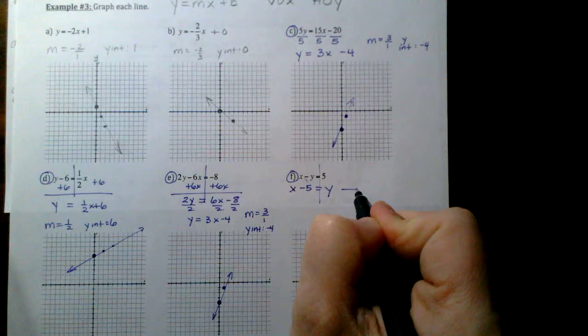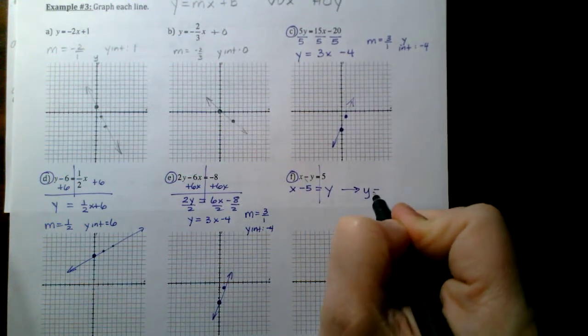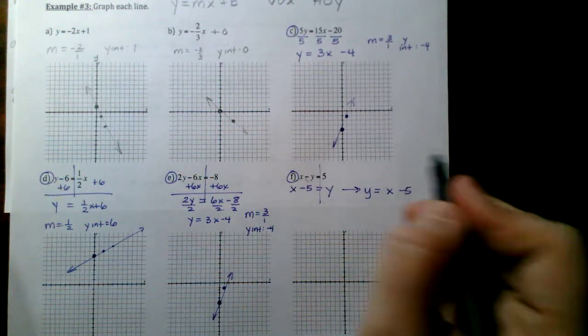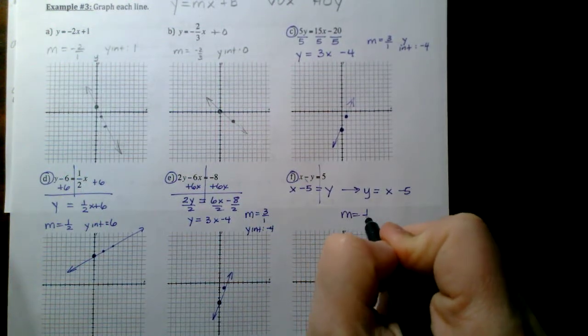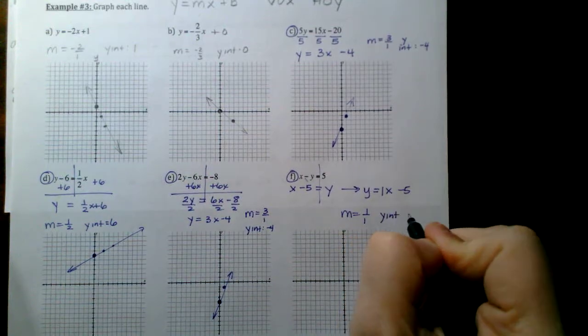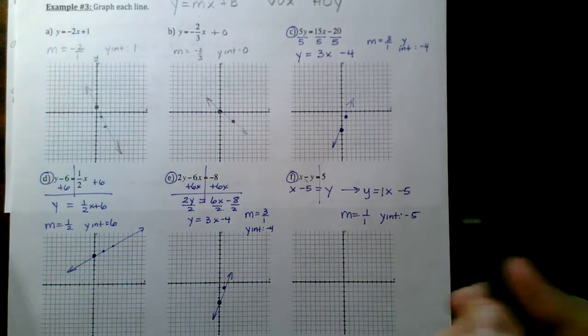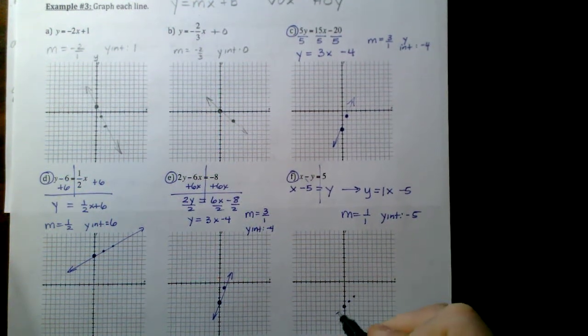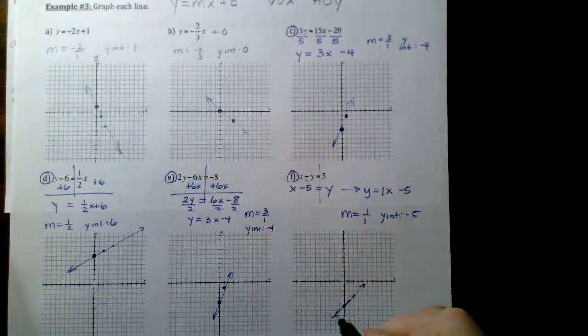I then could rewrite this and say, well, we could put y on the left, and I could say x minus 5 on the right. M is 1 over 1. There's a 1 understood to be there. And my y-intercept is going to be negative 5. 1, 2, 3, 4, 5. Up 1 over 1, up 1 over 1. And I'm done.